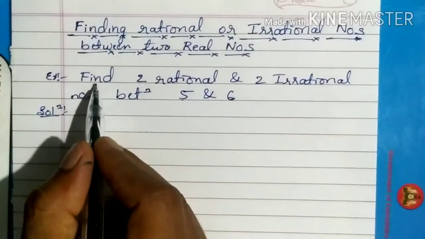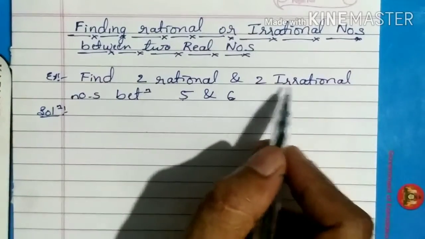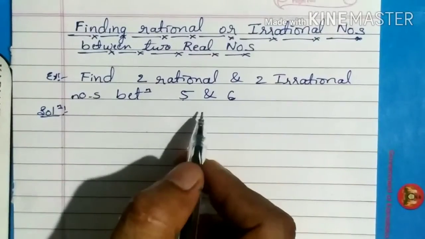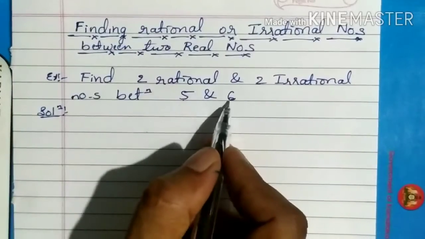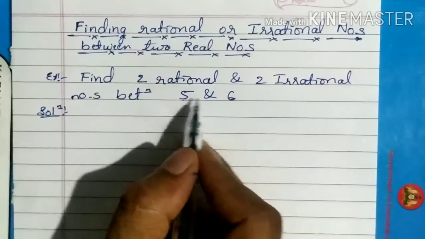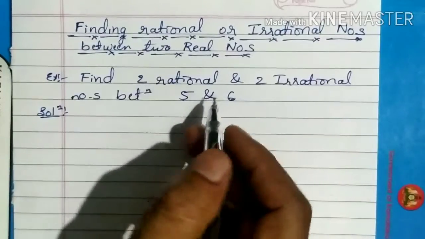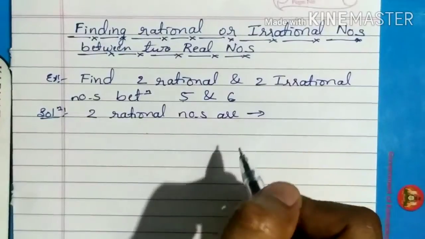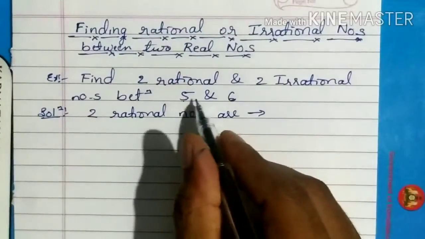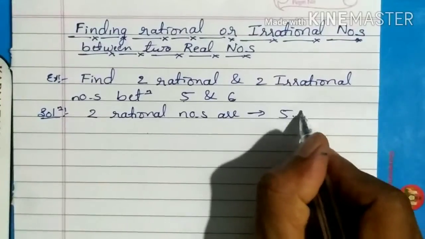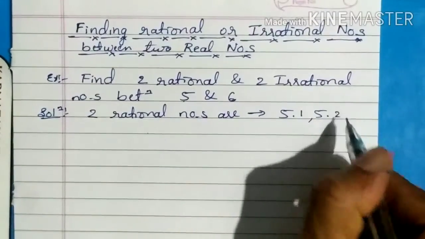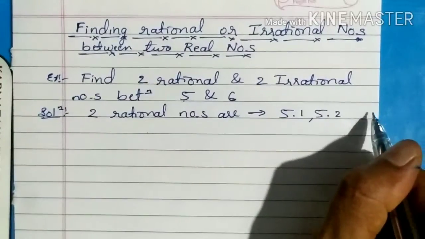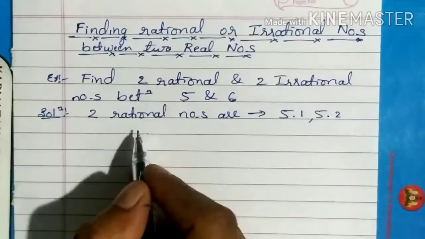So the first question is: find two rational and two irrational numbers between 5 and 6. Now 5 and 6 are integers, so definitely these two are rational numbers. In between 5 and 6 we have to find two rational numbers, so definitely we can write 5.1, 5.2. Anything you can write: 5.3, 5.4, 5.12, like that. So any number of rational numbers, right?